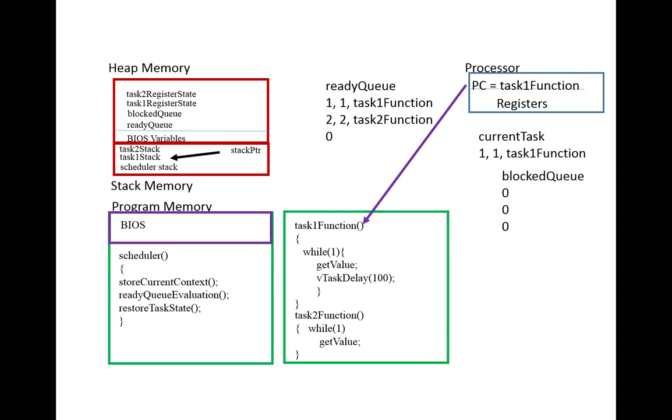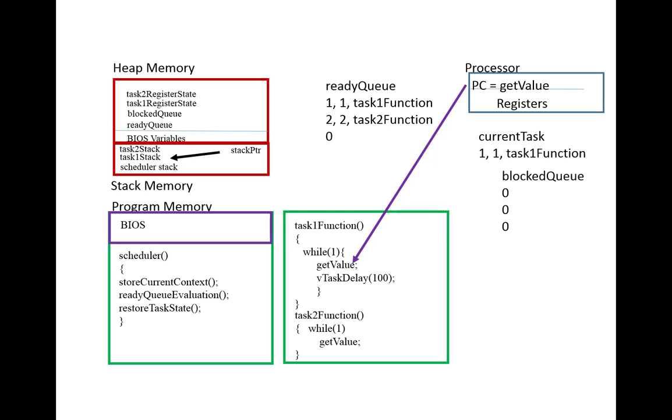So we have to restore the task state, and then we're going to go to the task1 function, and notice we're going to go to the very first memory location as defined by our ready queue, which is the task1 function, and it's now got the processor. It's going to start running. So we're going to start going through its function. We're going to go to while 1, which is a while forever loop.